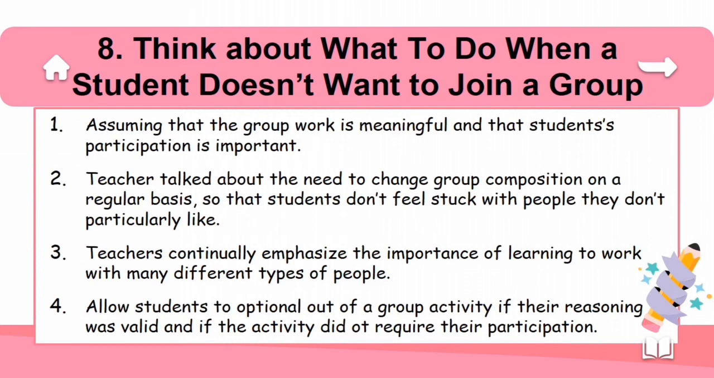So okay, we go for the last point, which is think about what to do when a student doesn't want to join a group. So teachers, what do we need to do when the student doesn't want to join a group? The first thing is we must assume that the group work is meaningful and that student participation is very important. Why do I say that student participation is very important? Actually, it depends on the student. Why does he or she not want to work in the group?